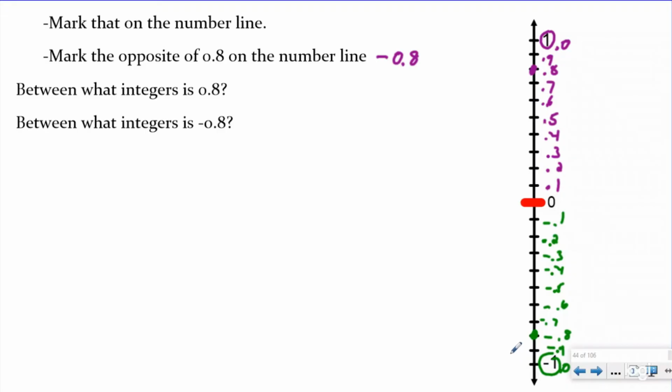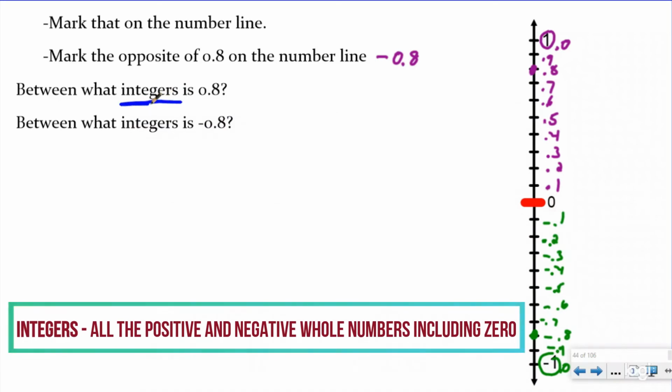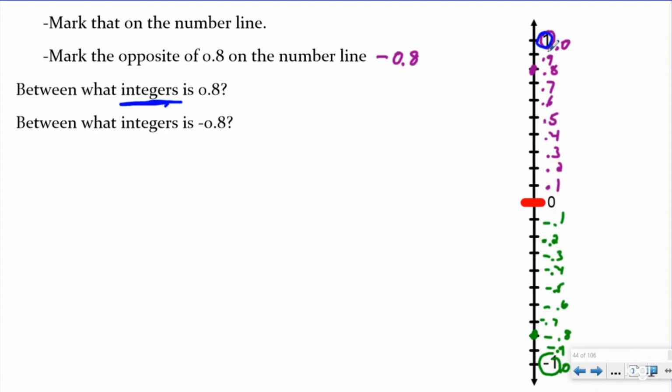So my next question says, between what integers is 8/10? Now, if you remember, our definition of integers are whole numbers and 0, right? And so 8/10 would be between one whole and 0. So I would say 0 and +1, right? Remember, integers are whole numbers. Rational numbers include integers, but it could also be decimals, fractions, and repeated decimals.